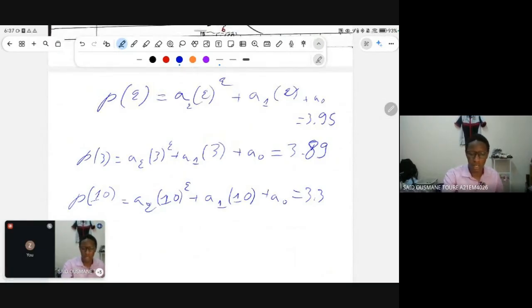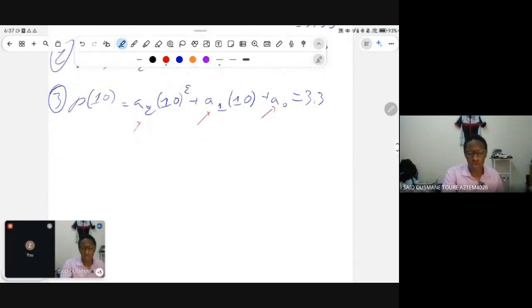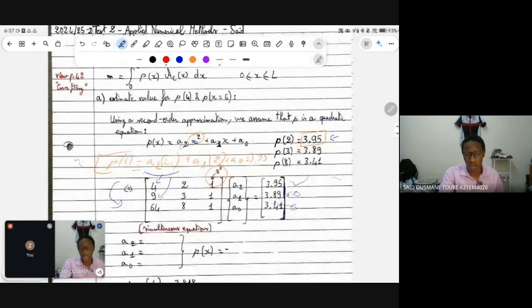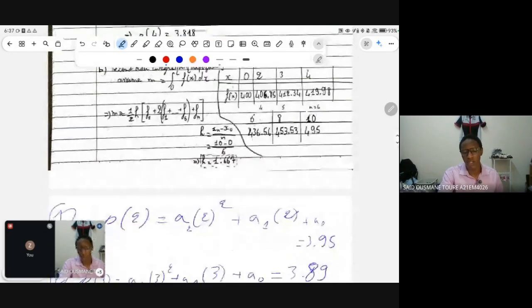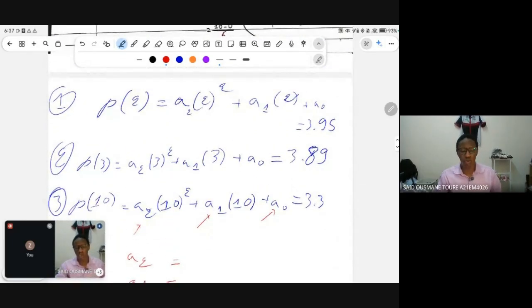We have these 3 equations: 1, 2, 3. They are simultaneous equations because they have the same unknowns, A2, A1, and A0. Now you find the values of A2, A1, and A0. That way, you can express the row X fully. So what are the values of A2, A1, and A0 based on these 3 equations? Can you compute it on your calculator?